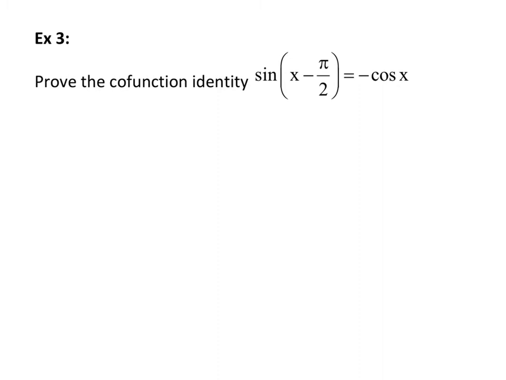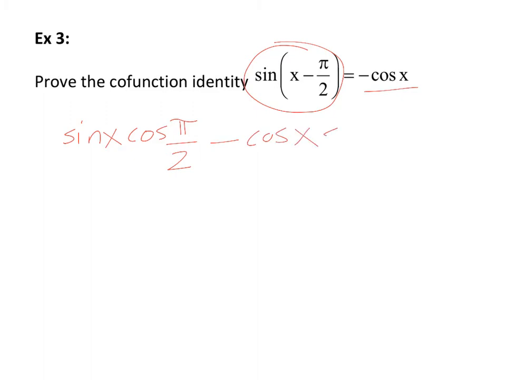All right, here we have to prove the cofunction identity. I need to take this and show that it's equal to that. Well, I'm going to apply the sine difference formula. So I have sine of x cosine of pi over 2 minus cosine x times sine of pi over 2.